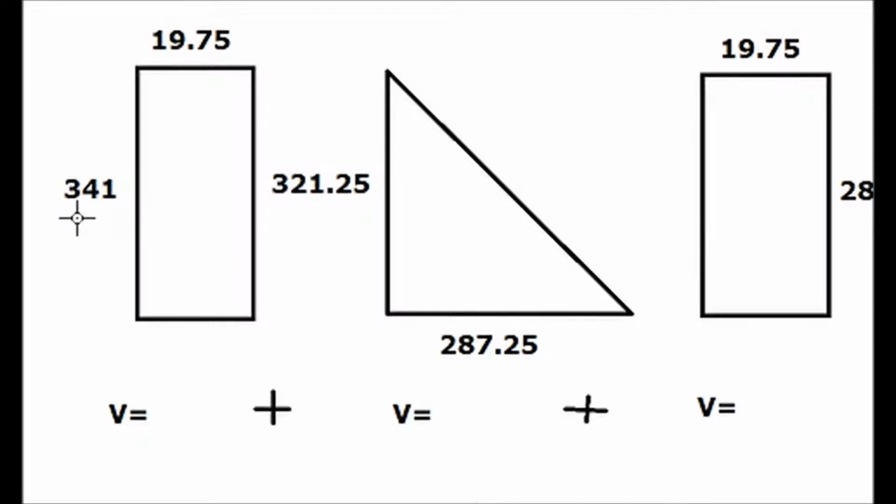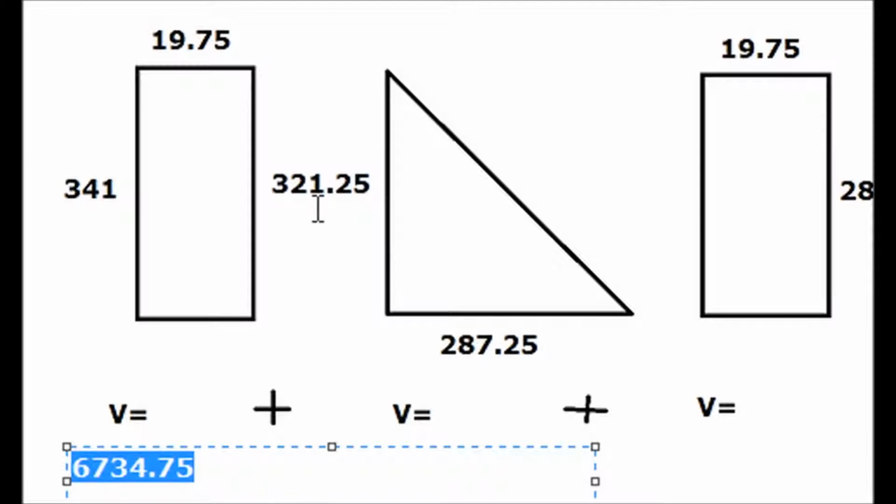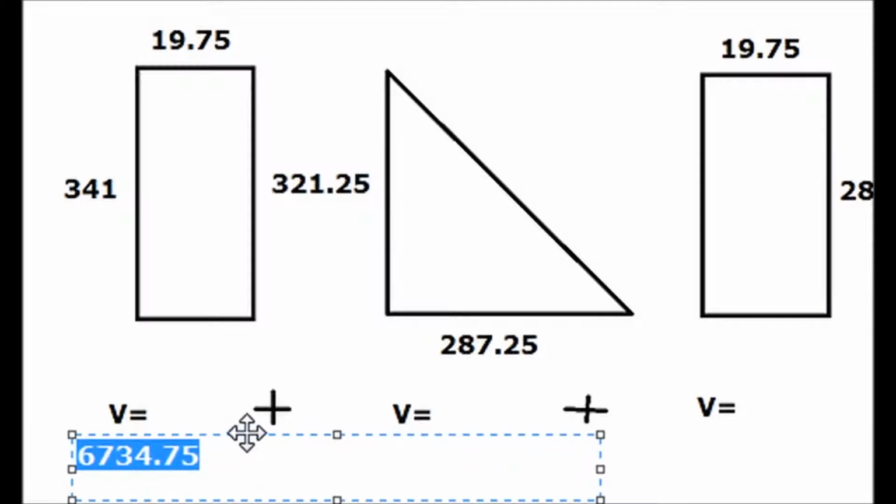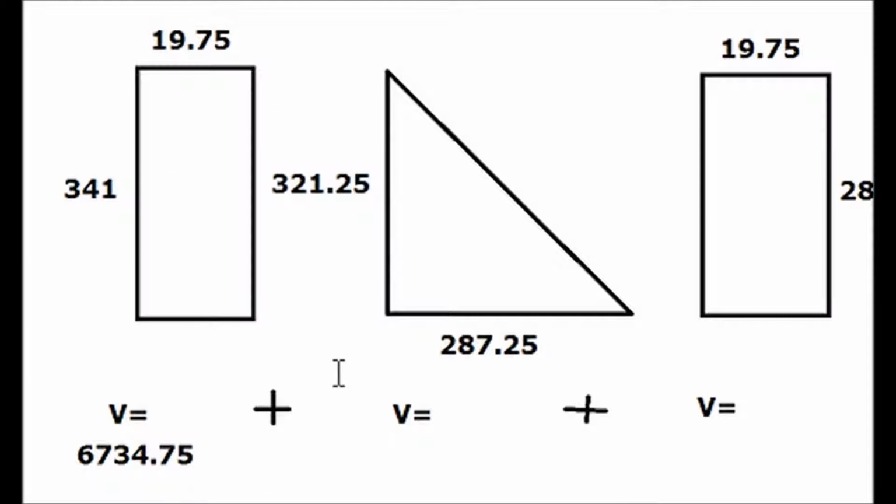Now once we have our lengths, now we can multiply them. 341 and 19.75. You would multiply that, and once you multiply that, I will pull out my calculator and we will see what we get. 341 times 19.75, and you get 6,734.75. So you are just going to have to write that down. And there you have it. You have the area of one side of your planter. Now you're going to do this with the triangle and the rectangle.